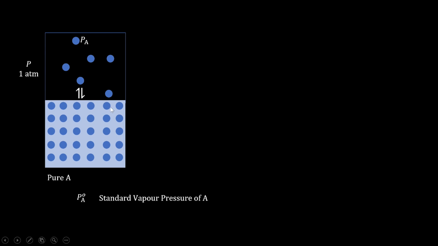Because this is the standard state of A, if A is in its crystal structure at this temperature at 1 atmosphere pressure, we call it the standard state of A. For that A, how many gas atoms are there, what is the pressure exerted by the gas atoms when A is in its standard state? That is called the standard vapor pressure of A.